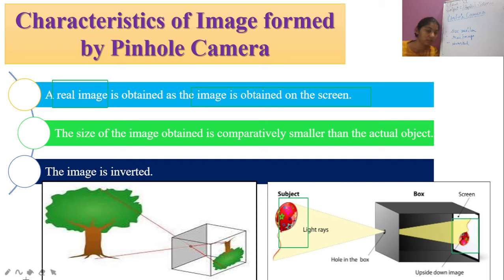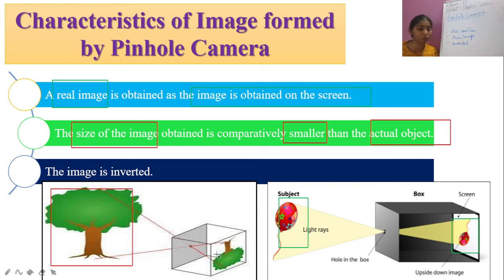Students, if we talk about other characteristics, like the size of the image obtained, it is comparatively smaller than the actual object. Here also you can see that the tree is so large, but after you look into the pinhole camera, you will come to know that its image is inverted and smaller as well as real, right? Next, the image is inverted, meaning it is the inverse of the real image, so the opposite of it. So these are a few of the characteristics of a pinhole camera.